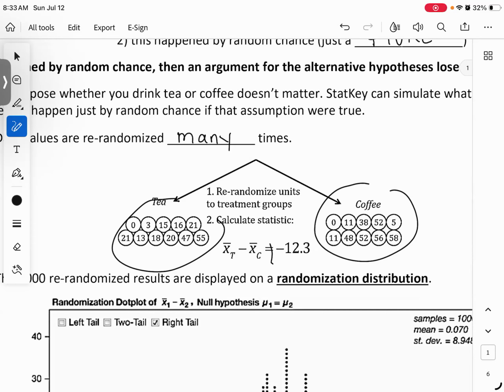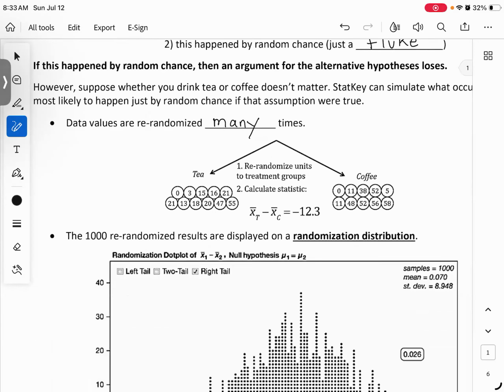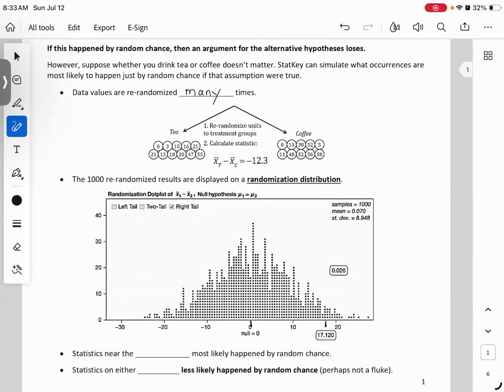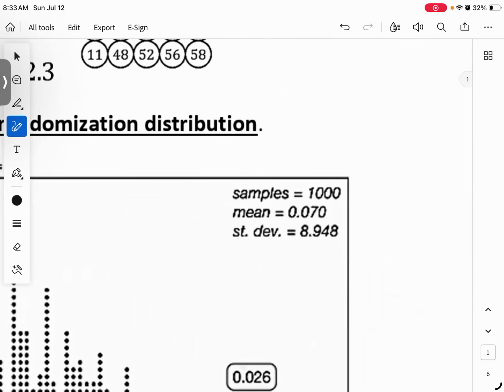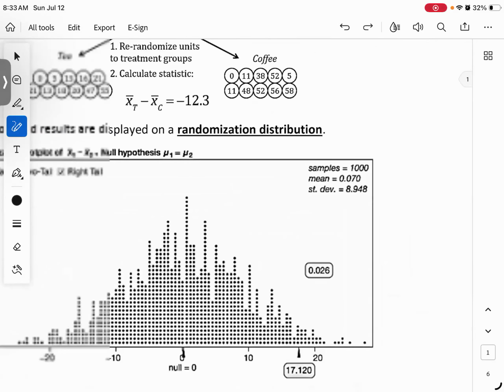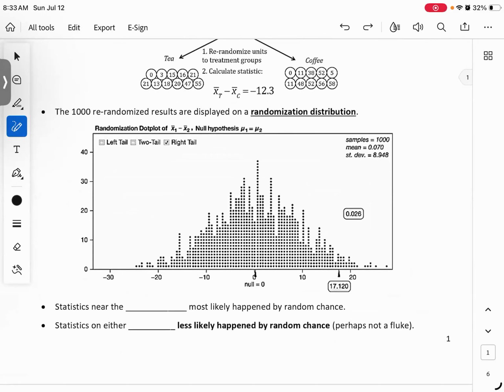And the one that I have here, I just put a box around it, actually comes out with a negative number, which was the idea that the average for the tea drinkers could be lower than the coffee group. But again, that's not actually what happened. That's just a re-randomization of something else that could have happened, but specifically by random chance. So when you look at this little diagram down here, the randomization distribution, you're seeing 1,000 other things that could have happened, but by random chance.